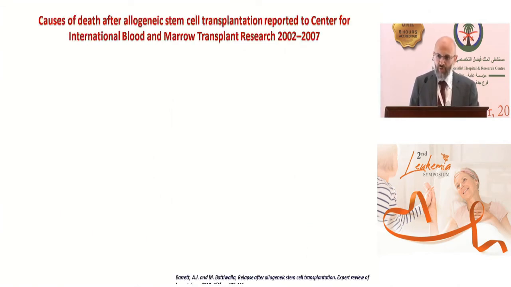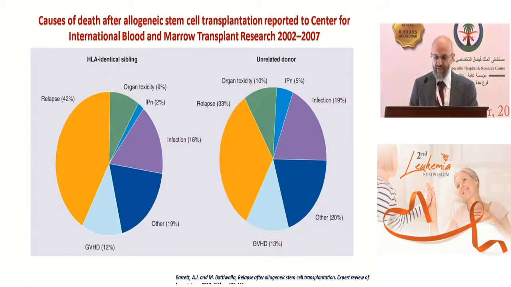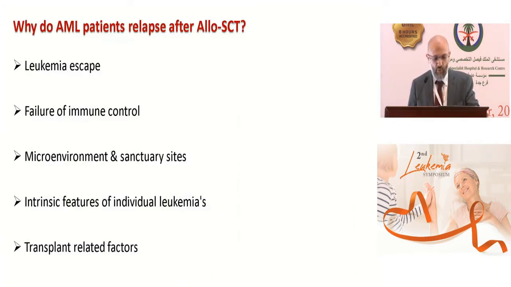And we know that one of the most important causes of death following a transplant is relapse. So how can we reduce the risk of relapse? And why do AML patients relapse after transplant? As Prof. Craddock's already touched on some of this, you have leukemia escape, failure of immune control, the microenvironment and sanctuary sites, the intrinsic features of the individual's leukemia because of the heterogeneity of the disease we're dealing with, and there's transplant-related factors.